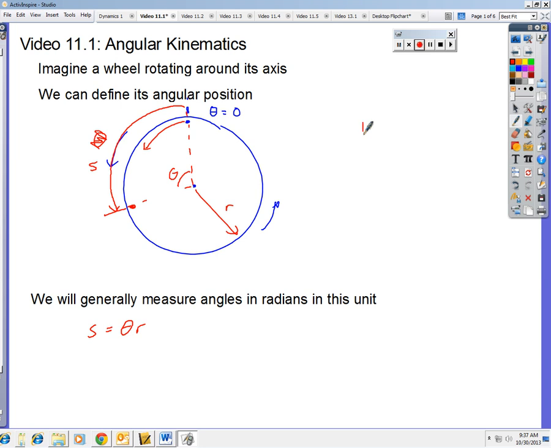Also, some other things to remember, we sometimes measure angular position in revolutions, and 1 revolution is 2 pi radians, and if you measure it in degrees, 2 pi radians is 360 degrees. You should be able to do the unit conversion.